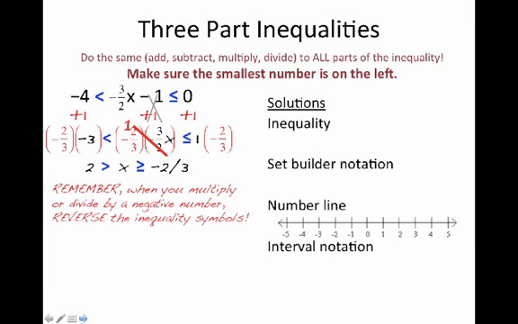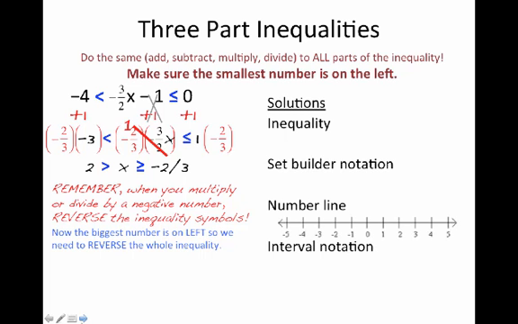Remember that when you multiply or divide by a negative number, you have to reverse the inequality symbols. Notice I wrote the inequality symbols reversed. The less than became a greater than, and the less than or equal to became a greater than or equal to. Now, our smallest number needs to be on the left, but the biggest number is on the left. So we need to reverse the whole inequality.